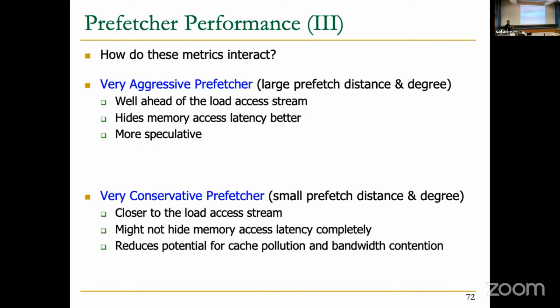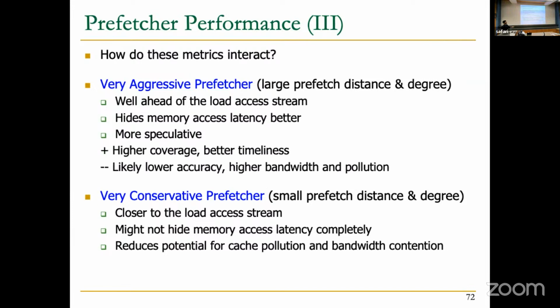On the other end of the spectrum, if you go for a conservative prefetcher, then that is going easy on the pollution side. It's going easy on the bandwidth overhead side. But then you might also lose in terms of, let's say, coverage. You might lose in terms of timeliness. So as I said, the entirety of the design space ball game here is always going to be how to manage the balancing act here.